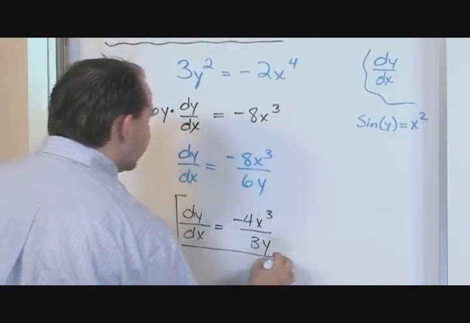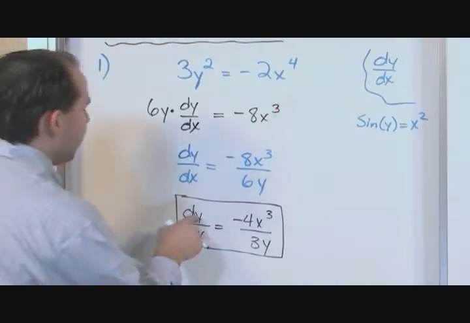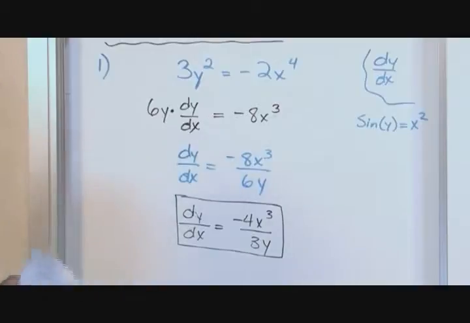This is the final answer using implicit differentiation. The derivative of y with respect to x is equal to negative 4x cubed over 3y. Now, there's a ton of stuff that I really want to talk about in this to make sure you understand.